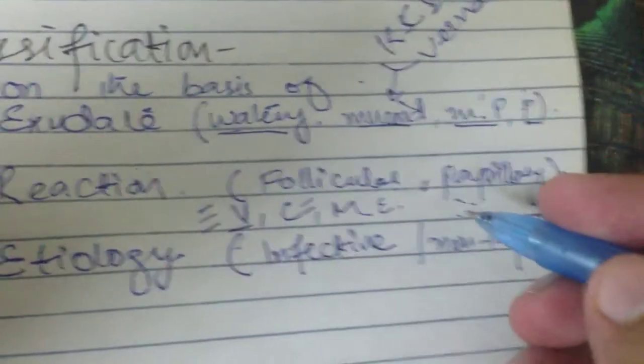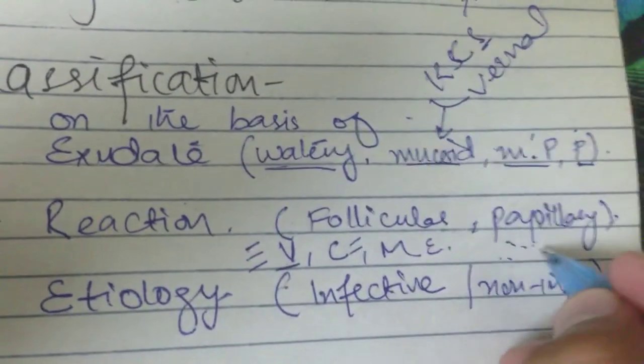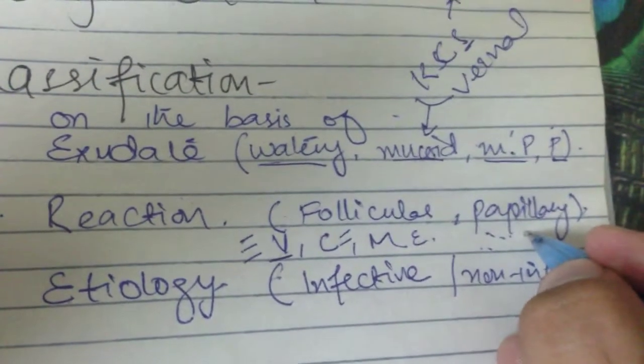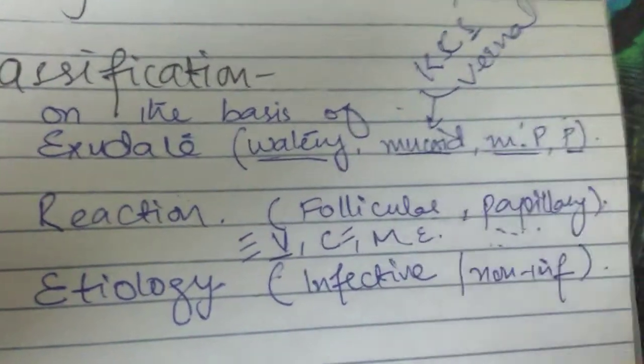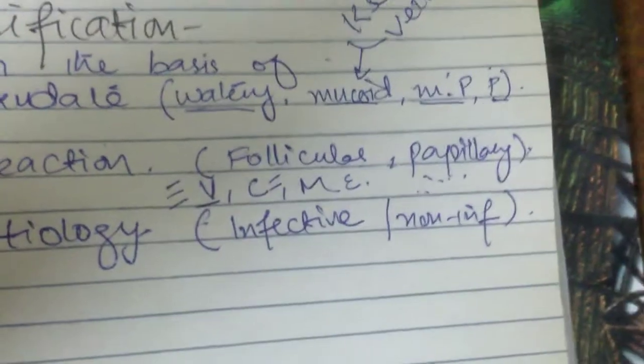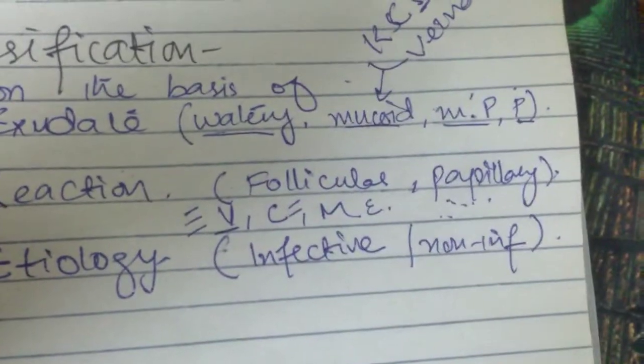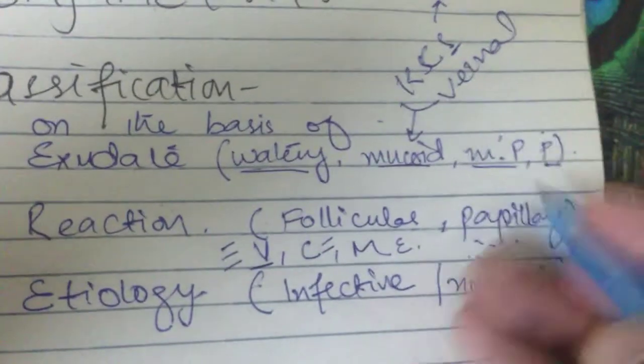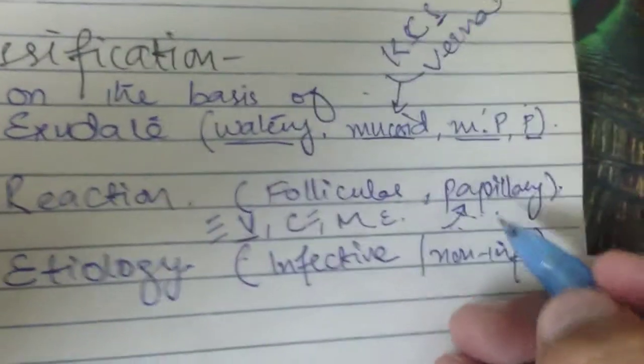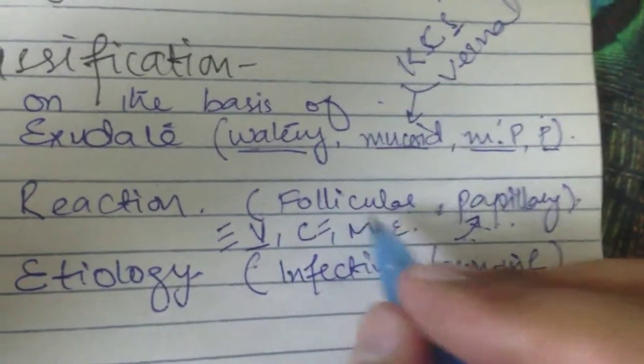Then we have the fourth one, chronic blepharitis, that is squamous blepharitis, and topical medications such as atropine. These 5 types form papillary conjunctivitis. There are papillae in the papillary type, and in the follicular type there are follicles.